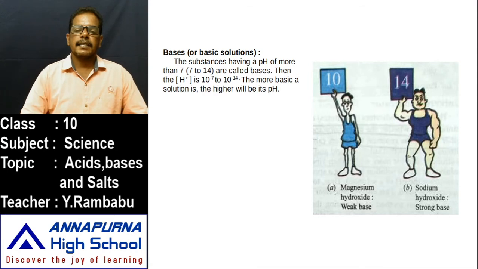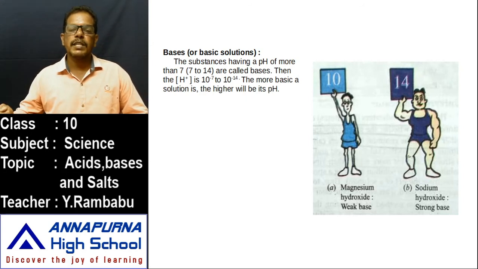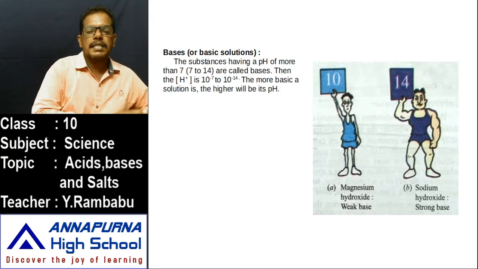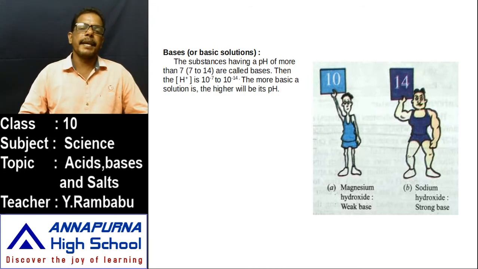Next, take another substance, sodium hydroxide. Test the sodium hydroxide with the pH indicator and pH chart. It attains which color? Violet color. Violet color means its pH value is 14. If its pH value is 14, that is a strong base. A pH value of 10 means it is a weak base.